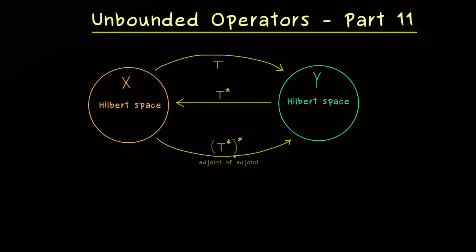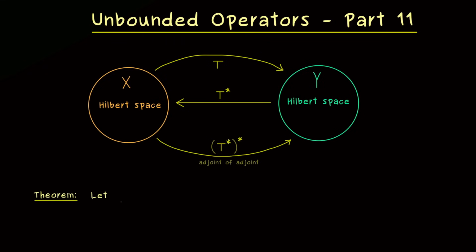So we definitely have some questions to answer here. For example, is this double adjoint always well defined? What is the domain of T star star? And what is the relation to the original operator T? And now it turns out that we really have nice answers for closable operators.